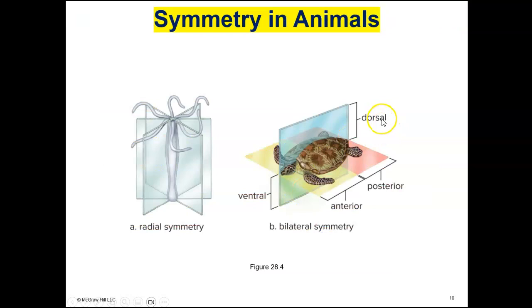These are terms you might find useful. The dorsal region is the back of the animal, and the ventral is the stomach region of the animal. Anterior means toward the head, and posterior means toward the tail.